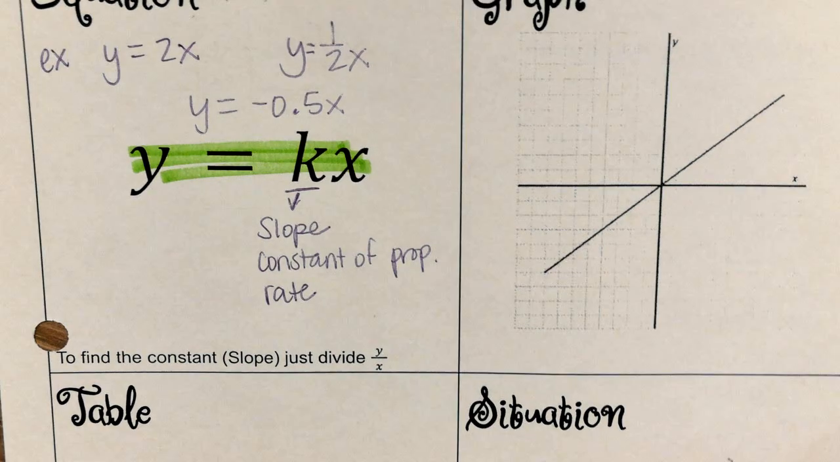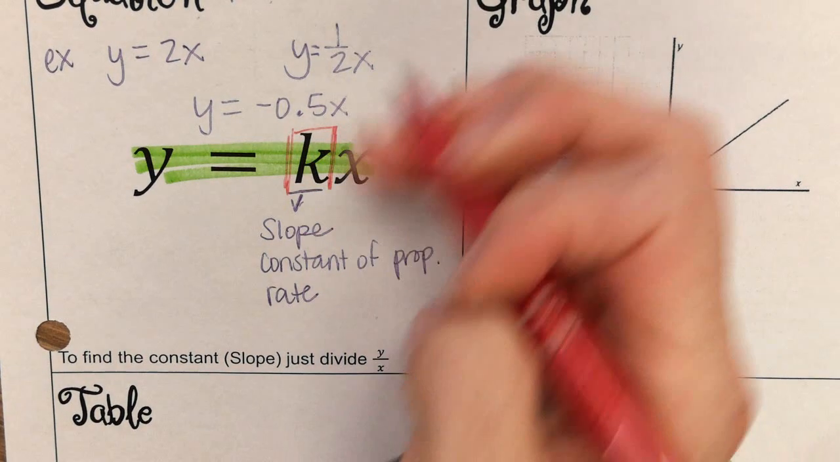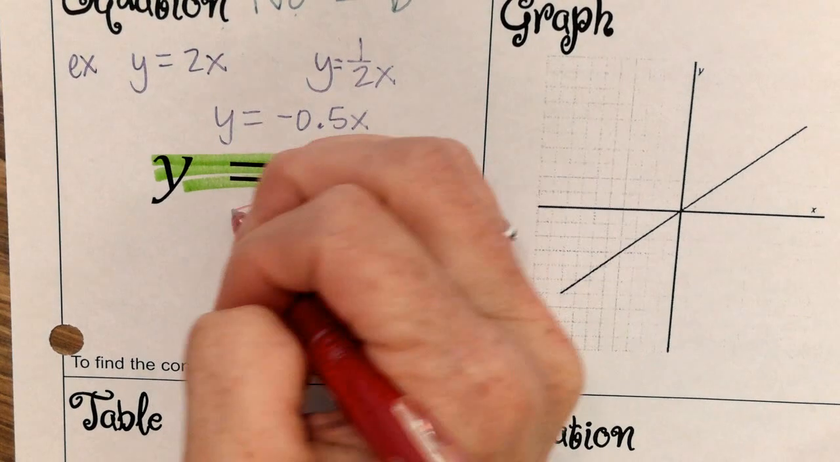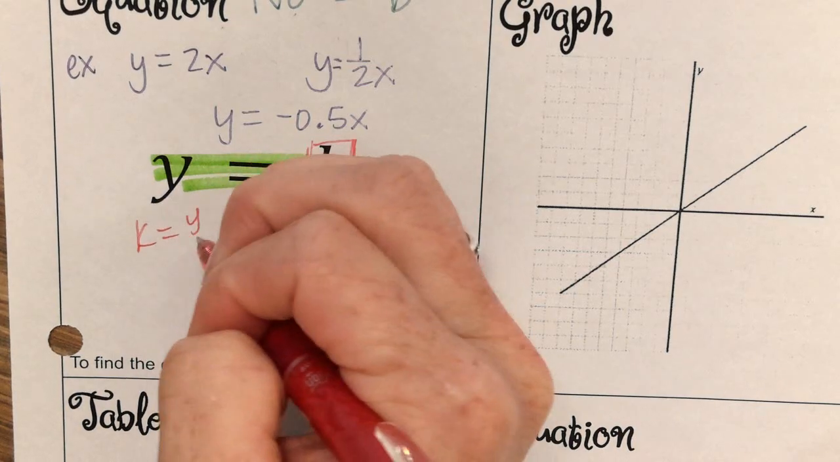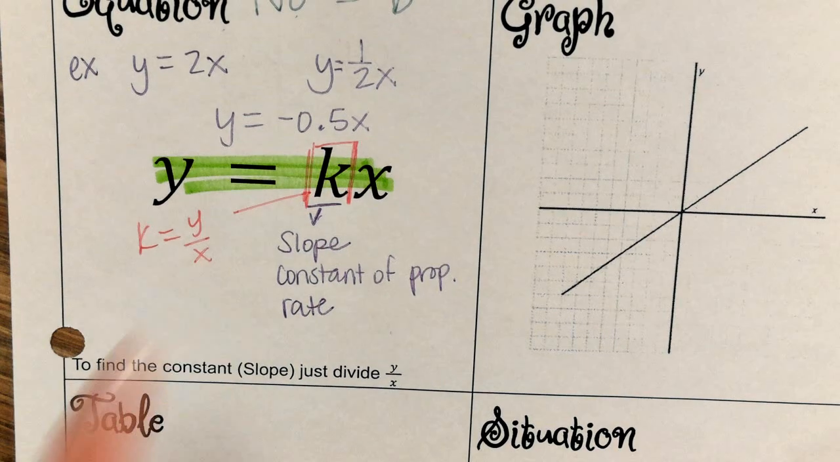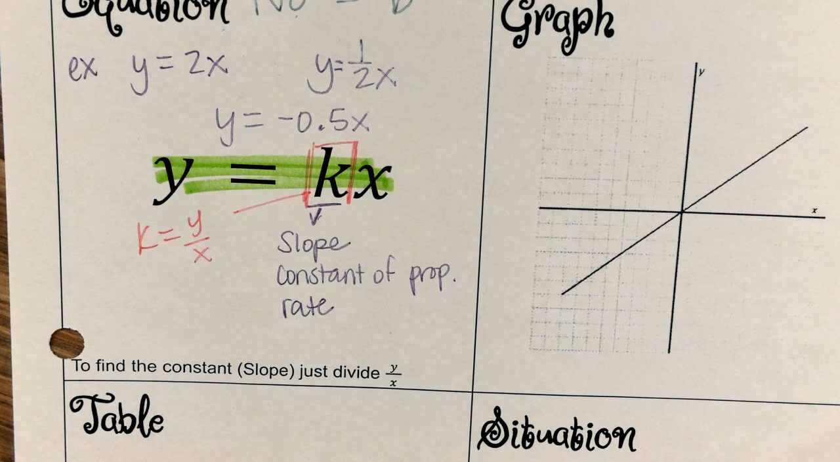To find this number, you can do rise over run if it's a graph, or you can do y divided by x. This only works if it's proportional. So do y'all know how y'all know slope formula, y2 minus y1 over x2 minus x1? Yep. That would work too. But if it's proportional, you can just do y over x.